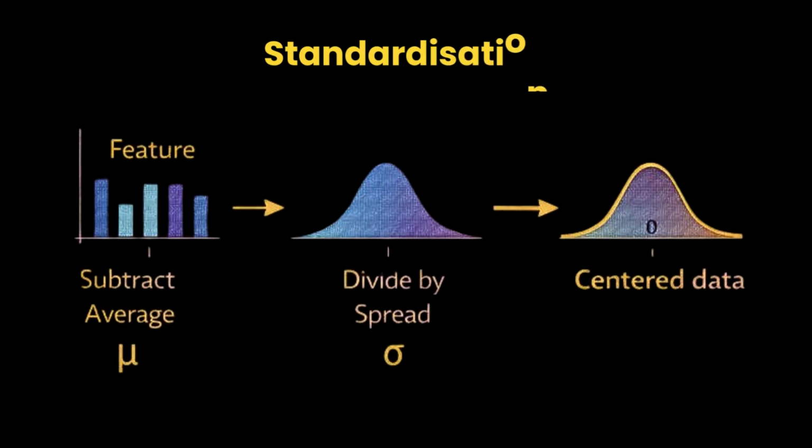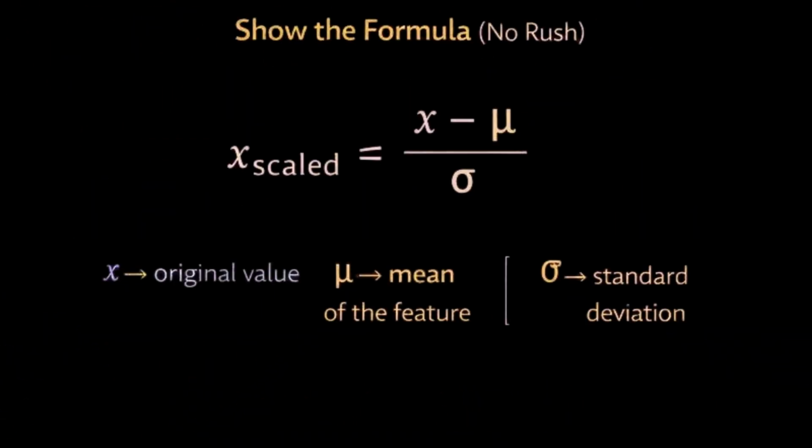The most common way to scale features is called standardization. The idea is simple. We take a feature, subtract its average, and divide by its spread. This transforms the feature so that it's centered around 0. Here's the formula. Don't panic, we'll walk through it slowly. Let's do this once completely by hand.